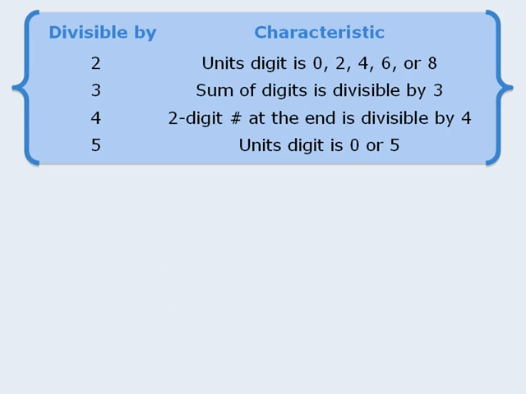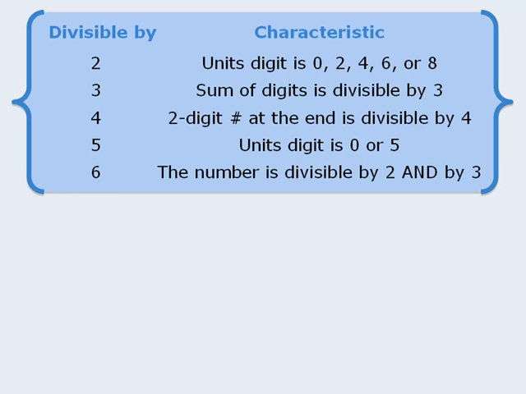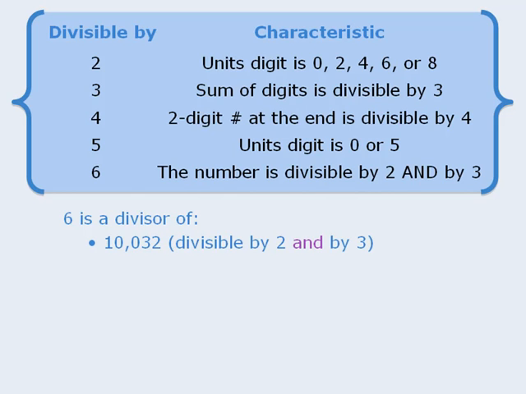Next, we have the divisibility rule for 6. If a number is divisible by 6, then that number must be divisible by 2 and by 3. For example, 6 is a divisor of 10,032. We know this because the last digit of this number tells us that the number is divisible by 2, and we also know that this number is divisible by 3 since the sum of its digits is 6, and 6 is divisible by 3. So since 10,032 is divisible by 2 and by 3, we know that it must be divisible by 6.